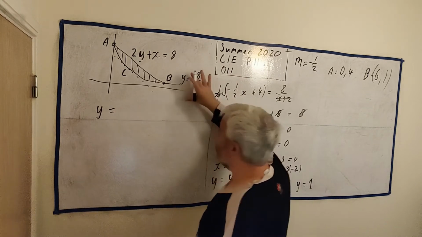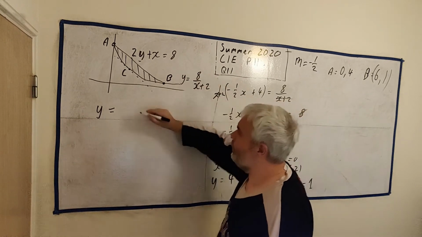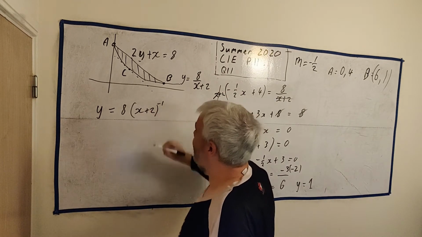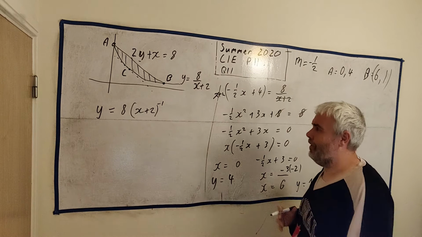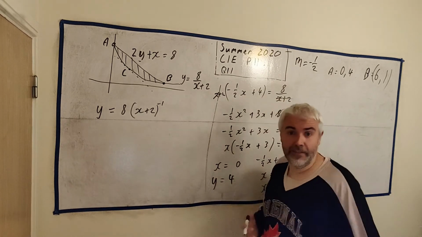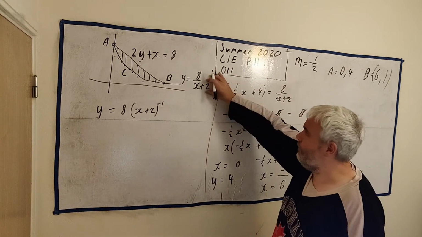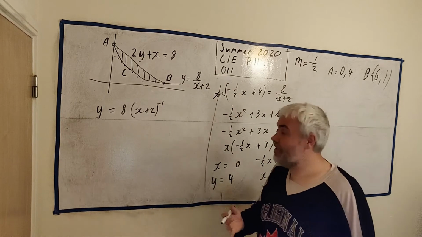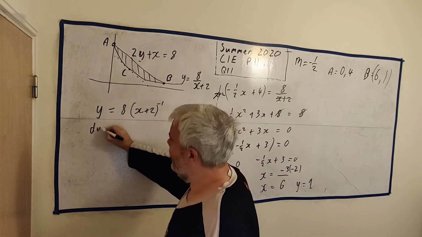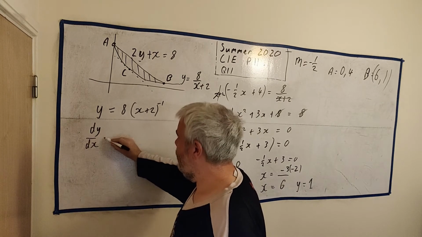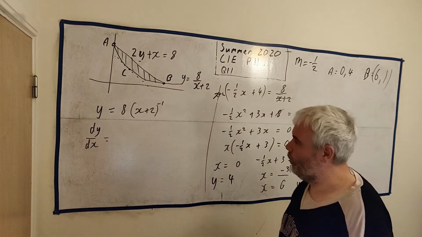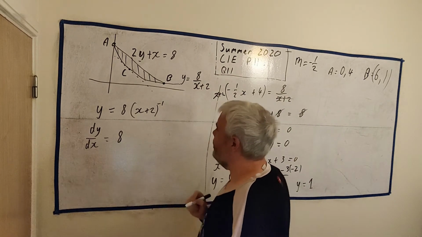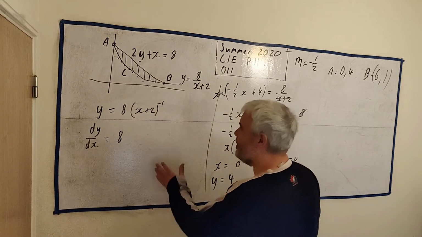Let's try to differentiate this. Before I do, I'm going to rewrite it: y equals 8 times (x plus 2) to the power of minus 1. You don't have to do this, by the way. I just find this is the easiest way to differentiate things. Dividing is the same as to the power of minus 1, and it allows me to use the chain rule. Nobody likes using the quotient rule, and the chain rule is much easier. 8 gets left alone, it's just a constant. And let's differentiate this part here.